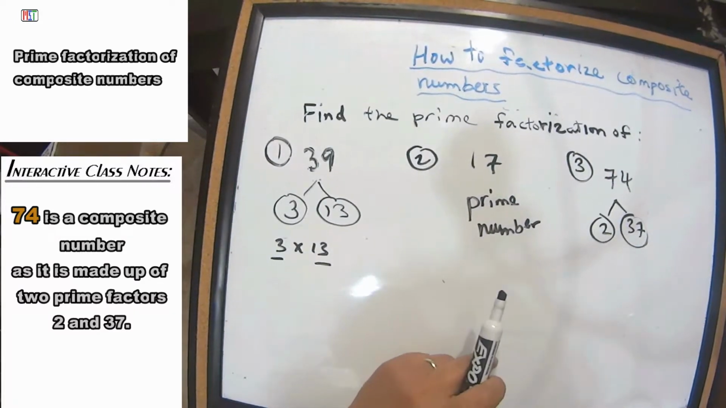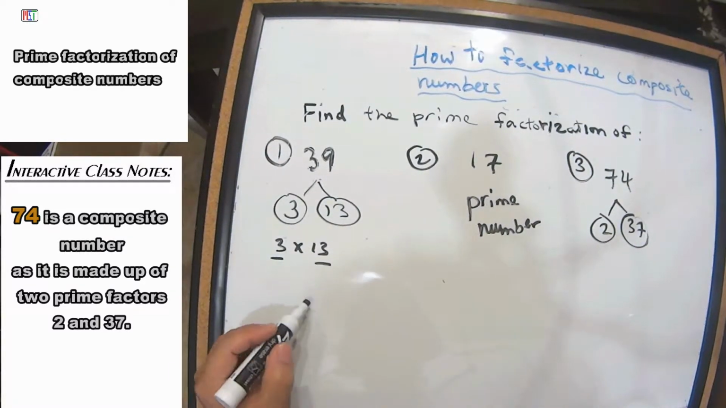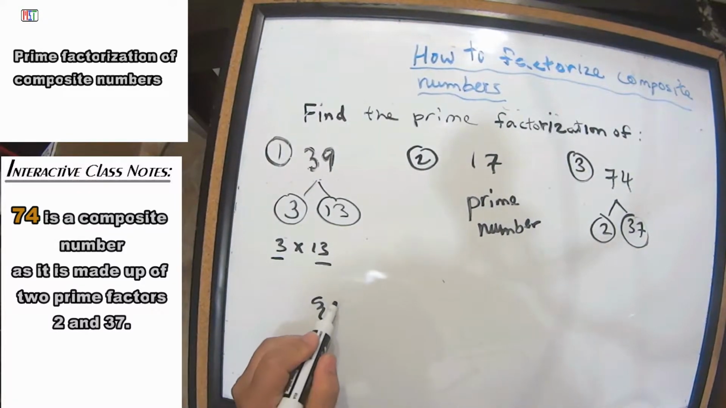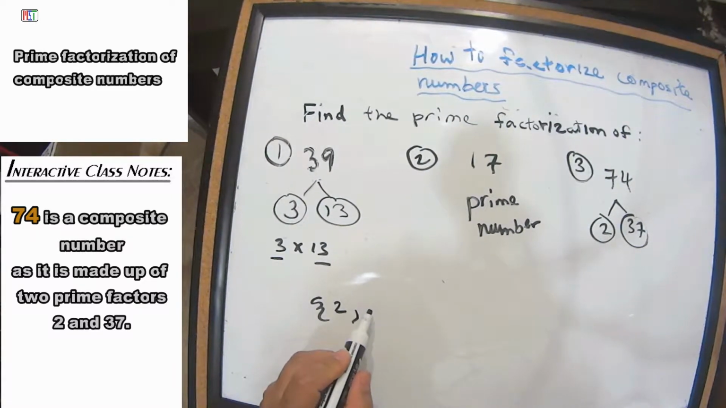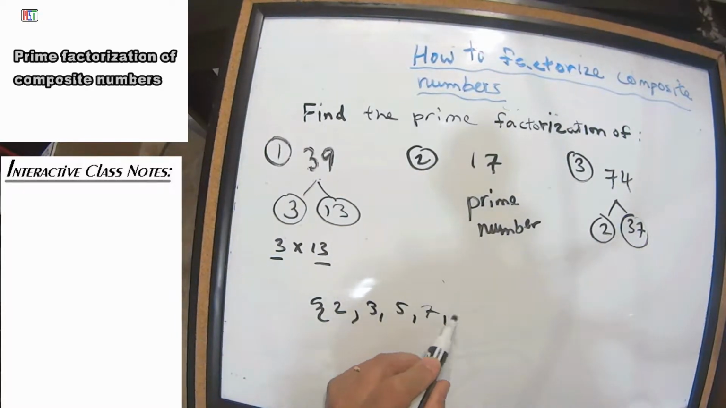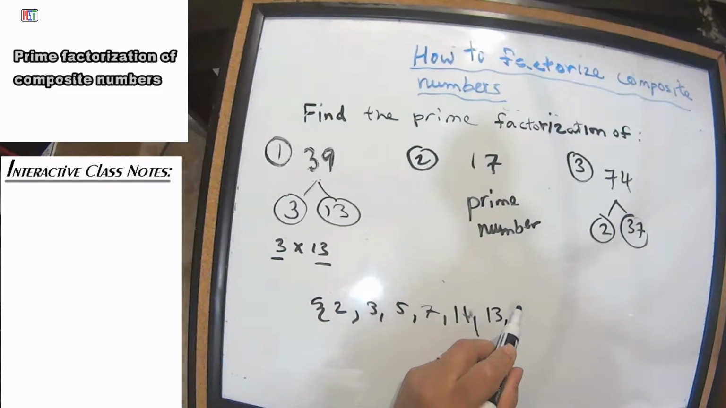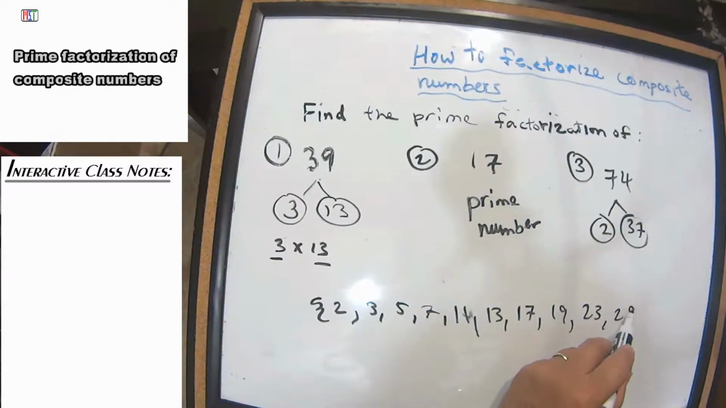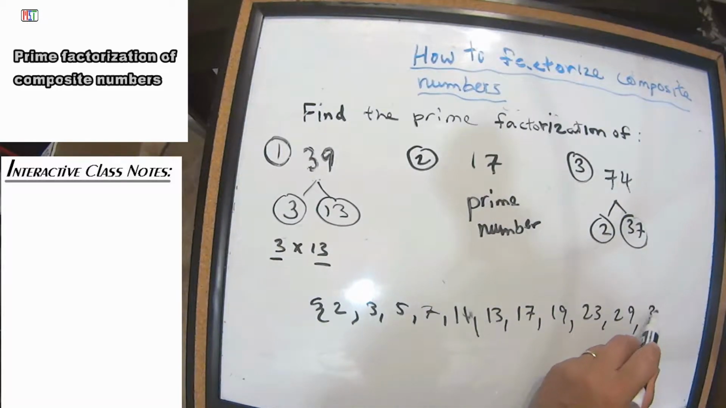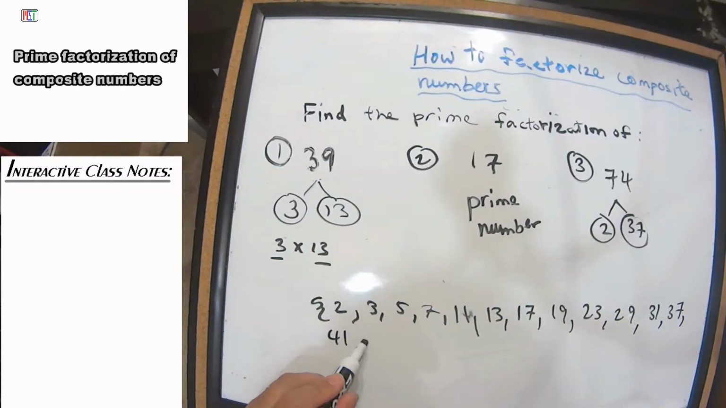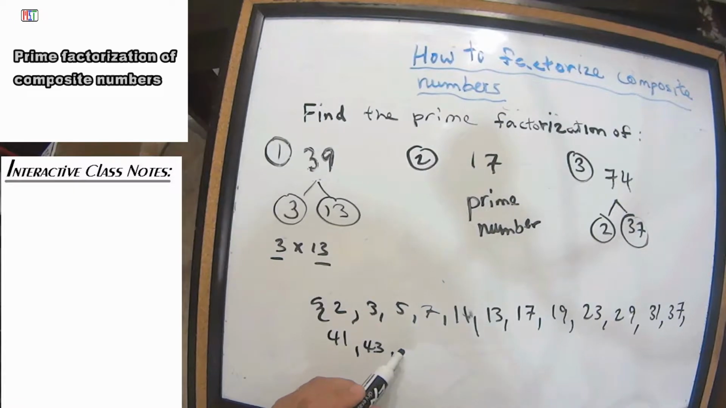The question, of course, is how do we know 37 is a prime number? Well, let's list a few prime numbers up to close to 50. Okay, for now, starting with the smallest to the biggest, right? 2, 3, 5, 7, 11, 13, 17, 19, 23, 29, 31, 37, 41, 43, and 47 for now.